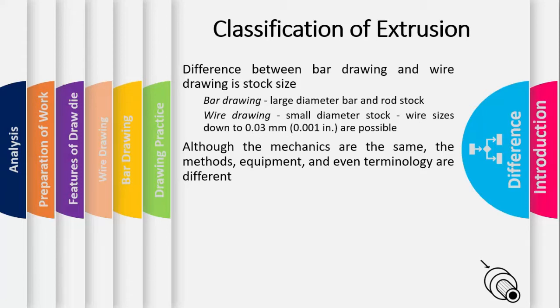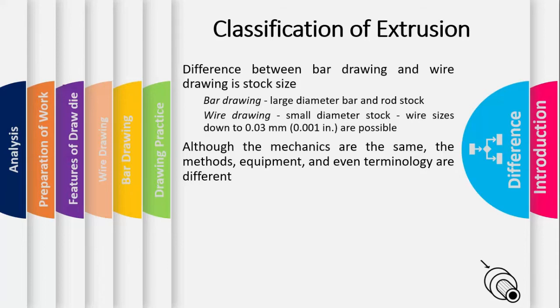So if you have a smaller diameter, we call it wire drawing. If you have a larger diameter stock, we call it bar drawing. Because of this change in diameter, we have a change in the machines that are used for these two processes. As it says, the mechanics are the same, but the method, equipment, and even terminologies are different. Although they both have the same pulling mechanism from the die opening, the machines involved here and some other terms used to understand this process are different.